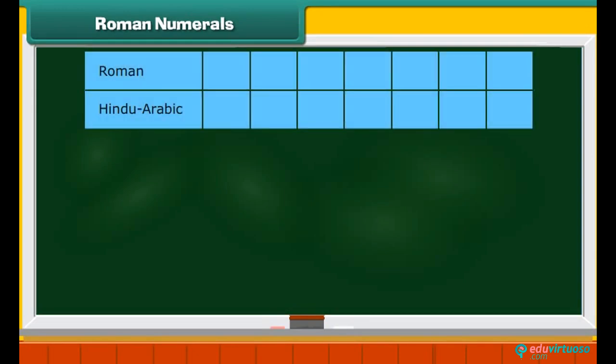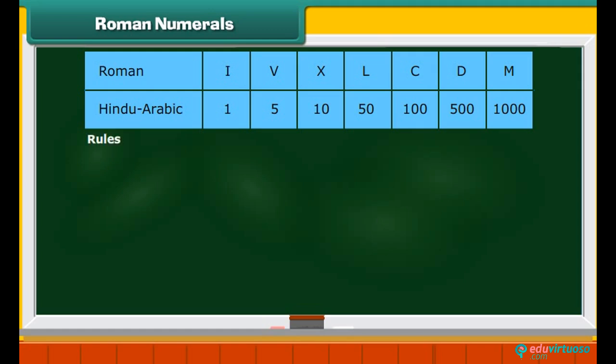The numbers we studied so far are the Hindu-Arabic numerals. Let us now look at Roman numerals. 7 symbols are used to form Roman numerals. They are I, V, X, L, C, D and M. They correspond to the Hindu Arabic numerals 1, 5, 10, 50, 100, 500 and 1000.